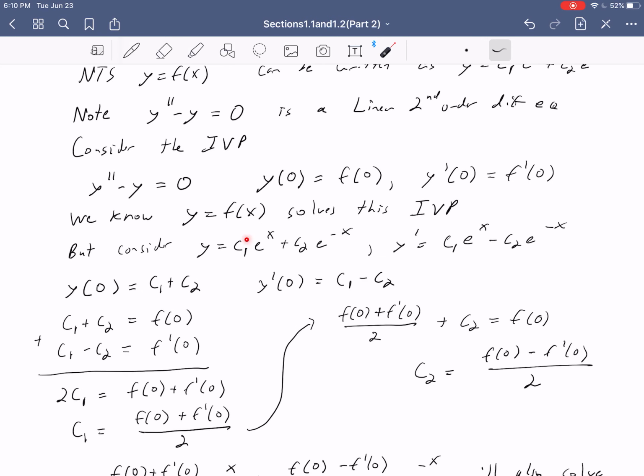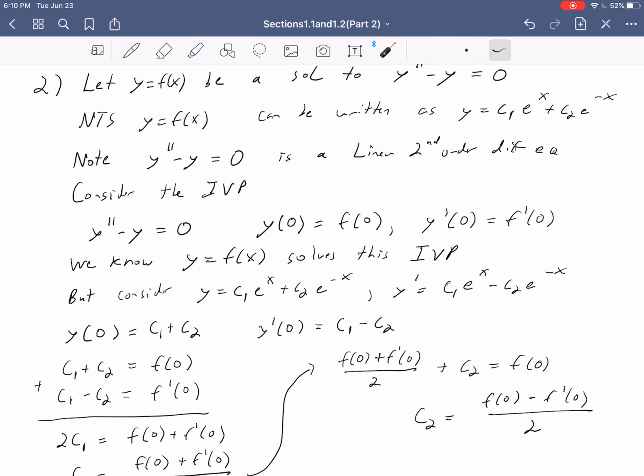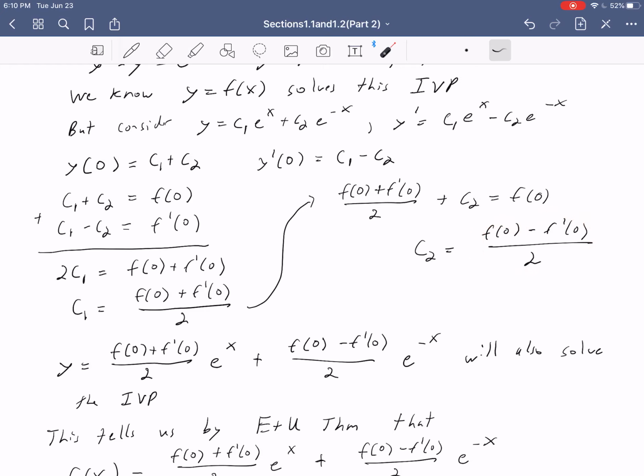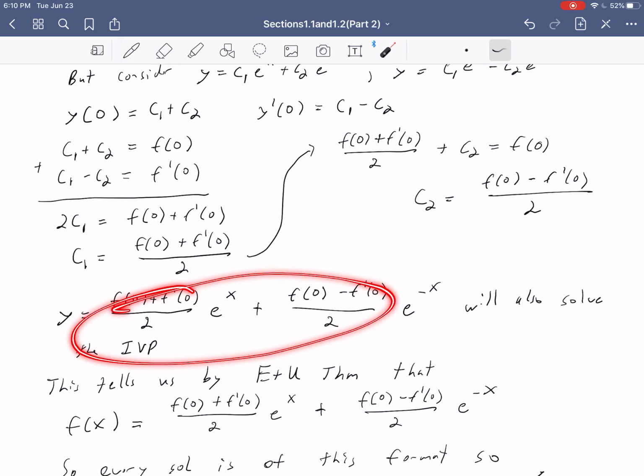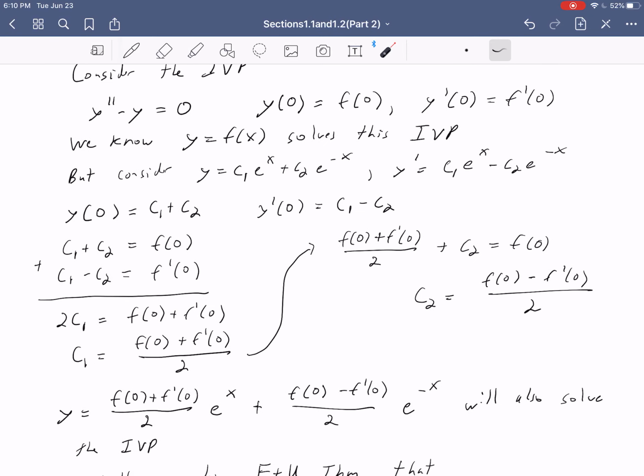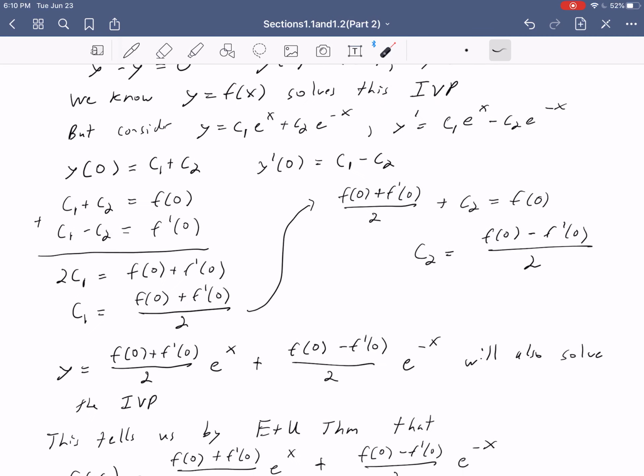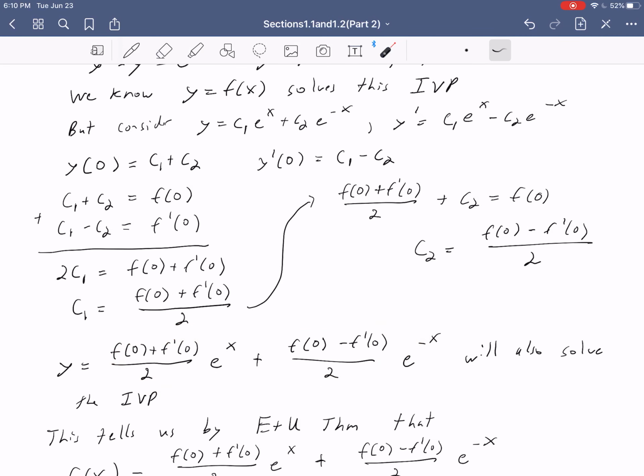But then we went through this sort of brute force moment here where we said, okay, let's use this format and figure out what C1 and C2 should be to solve this IVP. We found out that C1 should be f of 0 plus f prime of 0 over 2, and C2 should be f of 0 minus f prime of 0 over 2. So we then knew that this will also solve the IVP. So at this point, we realized that we had y equals f of x solve the IVP, and this crazy thing solve the IVP.